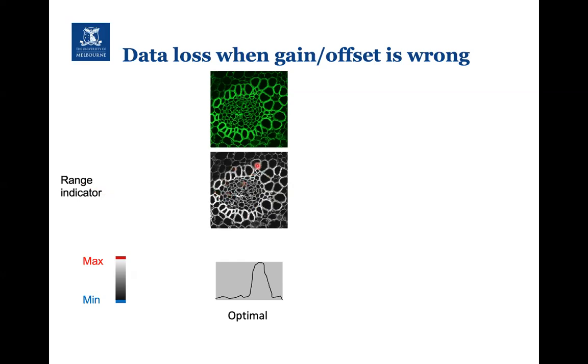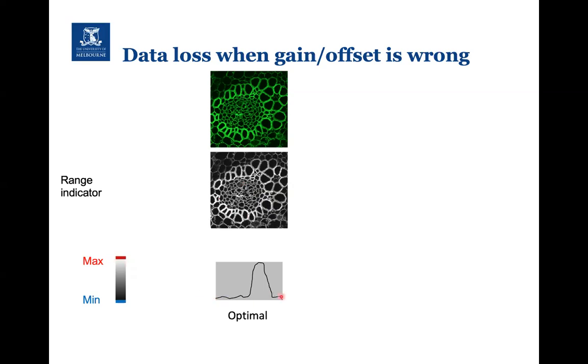And here you can see it's in grayscale. This range indicator actually goes, if there are 0 intensity pixels, they'll come up as blue. It then goes black through gray to white. And if we're ever saturating the detector, then that will appear as a red pixel.